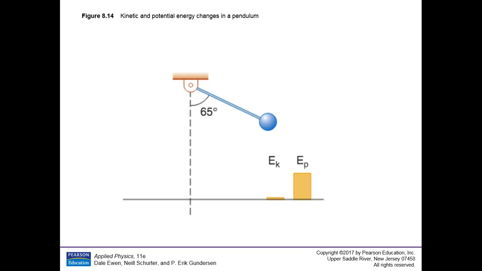How high will it go? It'll go 65 degrees over here, as long as there's no friction here and no air resistance here. Now, there's always a little bit of friction and a little bit of air resistance, and that's why you have to wind a grandfather clock to overcome that. But if it had perfect... but now what else is true about a grandfather clock?